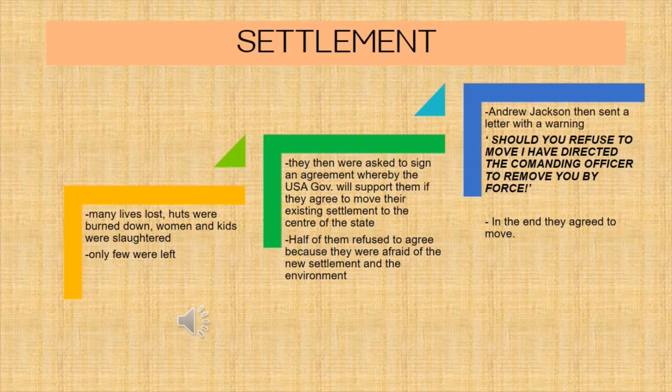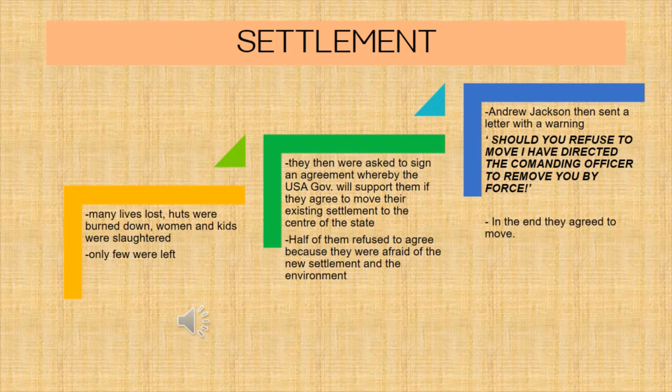As you can see, the yellow marked is where you will see many lives lost, huts burned down, women and kids slaughtered, only few left, meaning everyone was literally wiped out through the war. The remaining ones became slaves again, and they were just a small cluster of them.